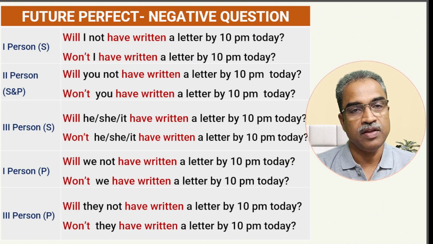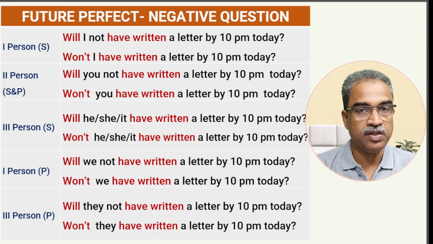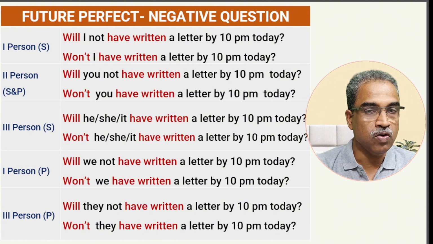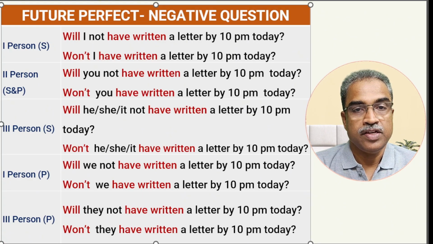Similarly, you will not have written a letter is a negative statement. Its question will be, will you not have written, or else won't you have written a letter by 10 p.m. today? Third person singulars, he, she, it will not have written a letter by 10 p.m.